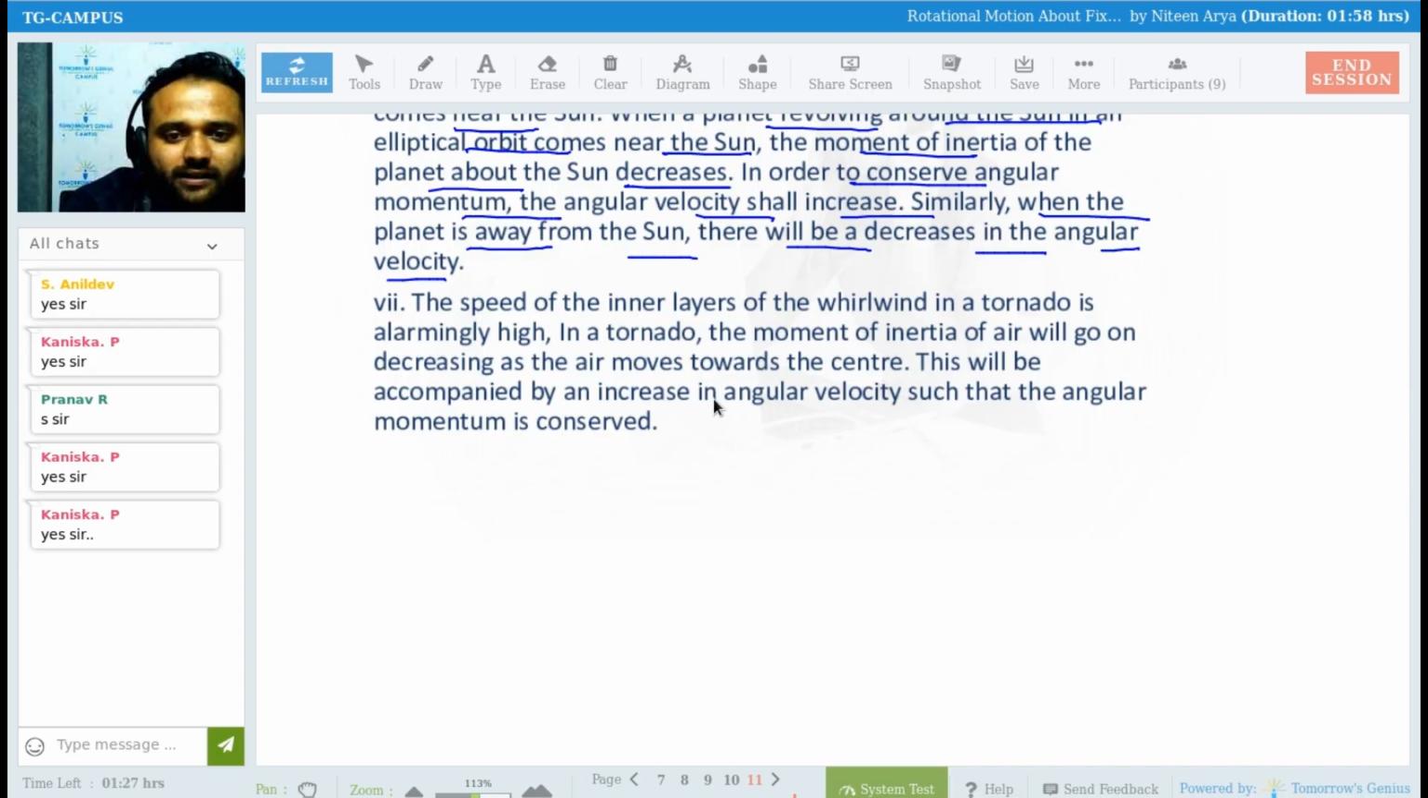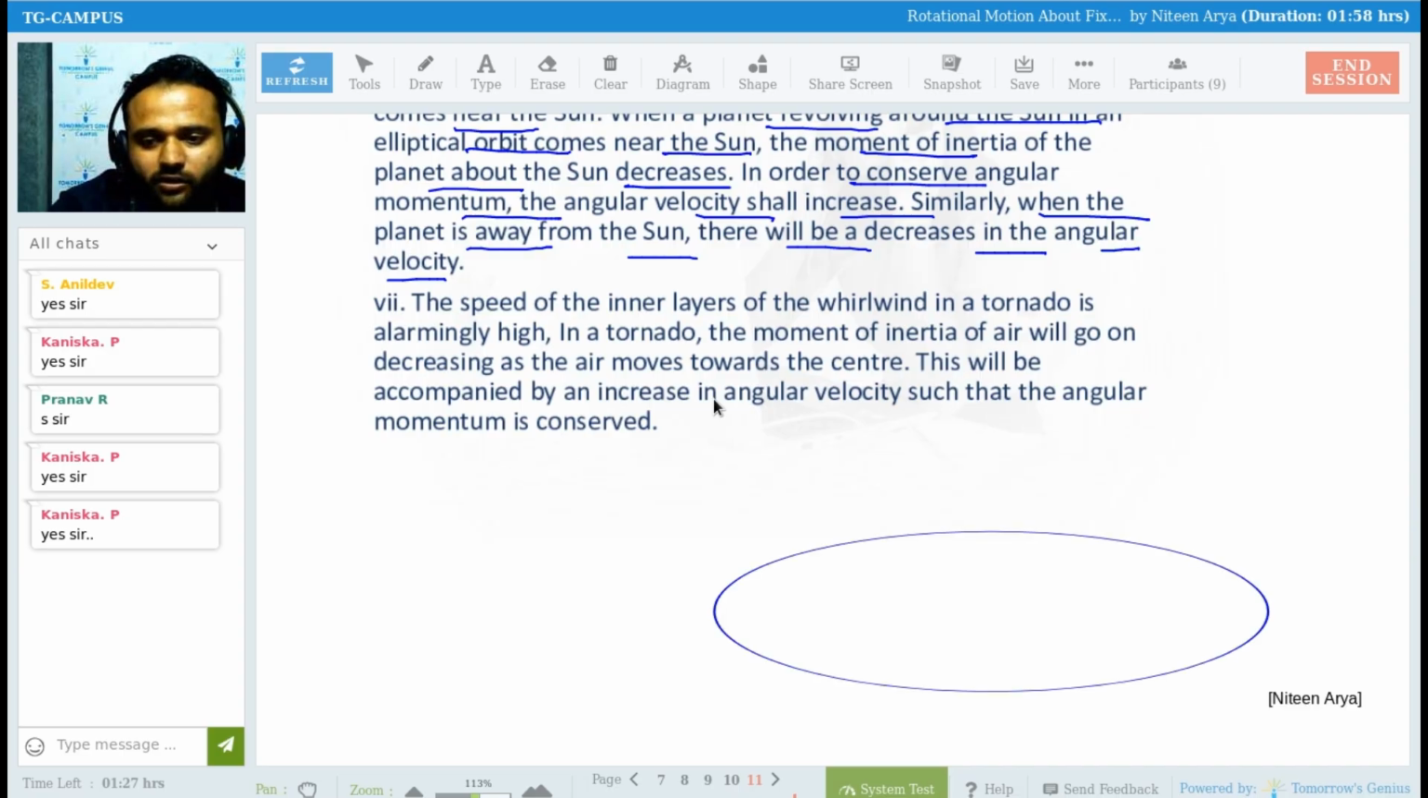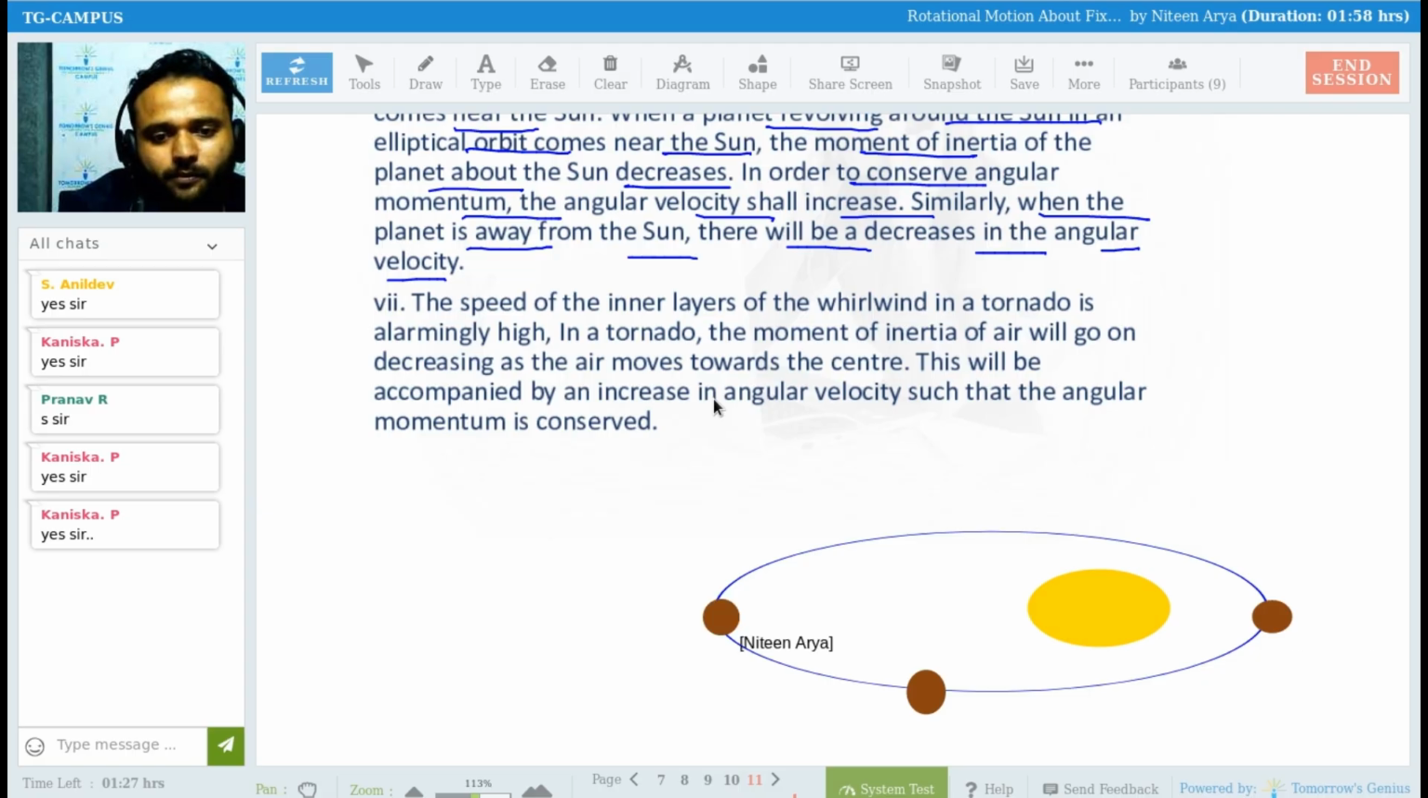Don't worry. This is your elliptical orbit. In this elliptical orbit, we have the sun here at one corner. And suppose this is the planet Earth. So when this particular planet Earth is at position A and at position B.